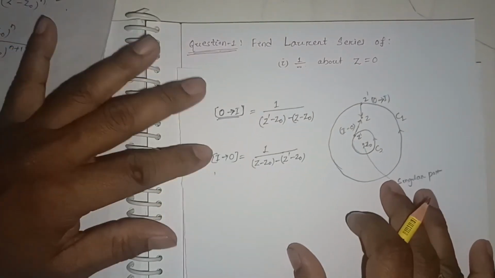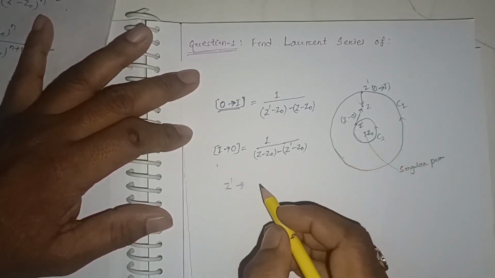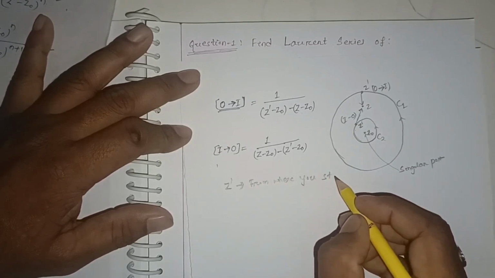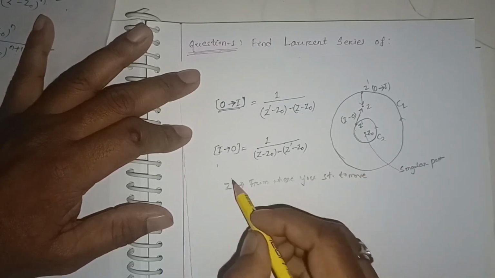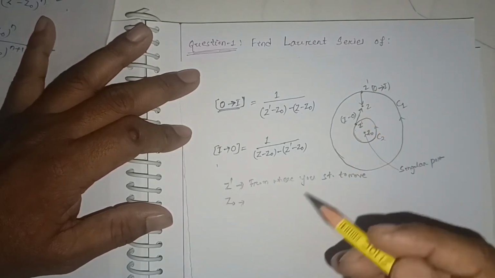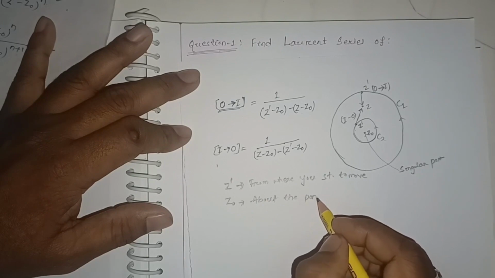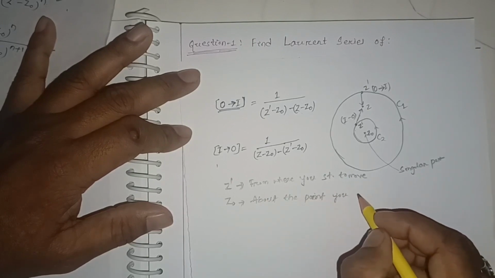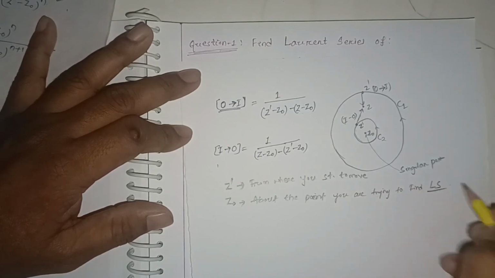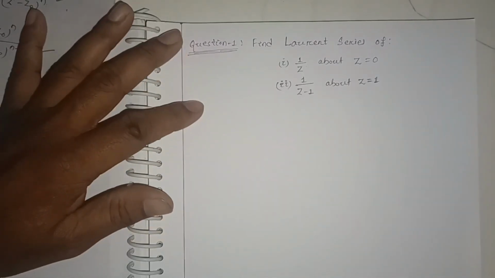Here remember, z dash is the point from where you start your motion. That may be an external point, that may be an internal point. And z0 is the point about which you are trying to find the Laurent series. Okay, just remember these two things. Now we are going to solve the first bit, then the second bit.